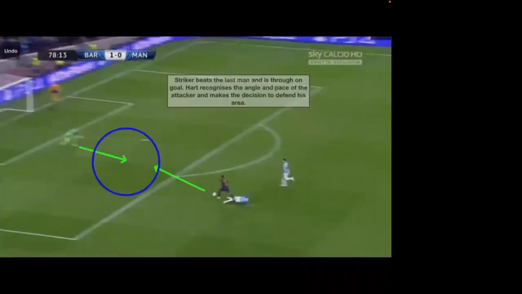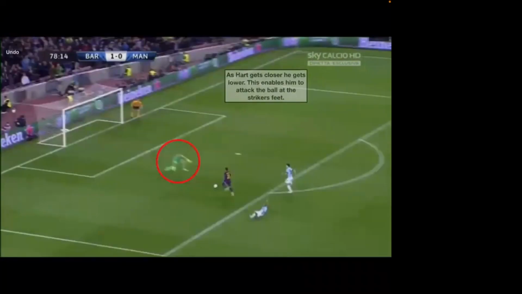So he hasn't secured the ball. So you can see there, he's beaten the last man. He's recognised the angle and the pace the attacker makes, and he knows he has to now go and defend his area. He sees a heavy touch, he gets lower, and this enables him to get down quickly at, I think that's Neymar's feet.